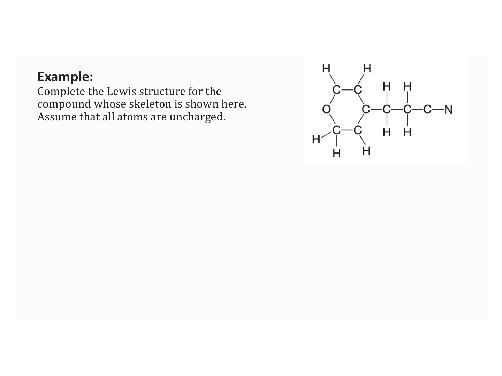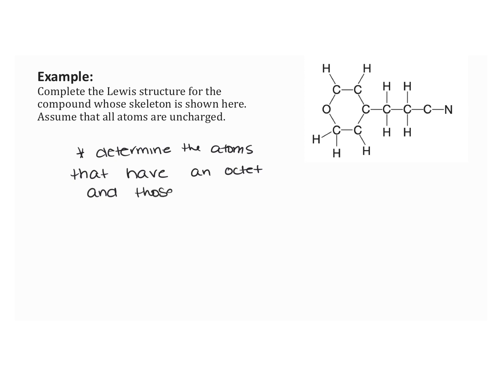So I want to show you an example of this. We're going to complete the Lewis structure for the compound whose skeletal structure is shown here, and assume that all the atoms are uncharged. Here's what you need to do. You need to determine the atoms that have an octet and those that don't. So, for example, I'm going to take red and we're going to highlight the ones that don't.